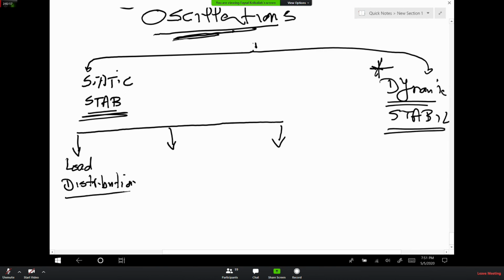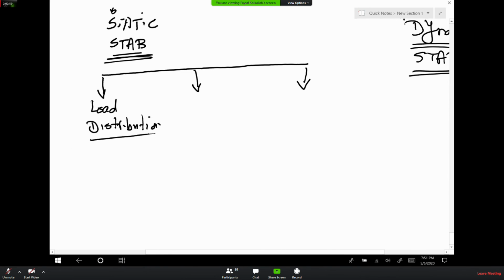The load distribution is static and/or steady.